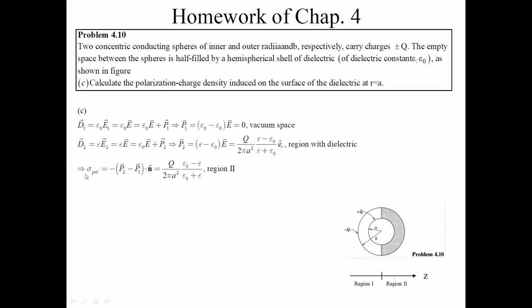So we know that the polarization charge density will equal this. Okay, you can easily check this relationship in your lecture notes. So the polarization charge density will equal this on the surface of region 2, and will equal 0 on the surface of region 1.